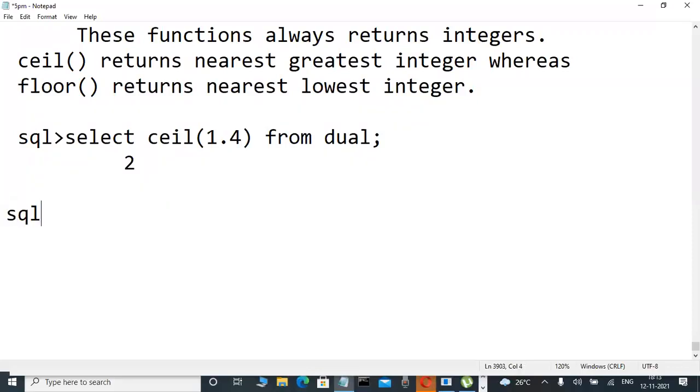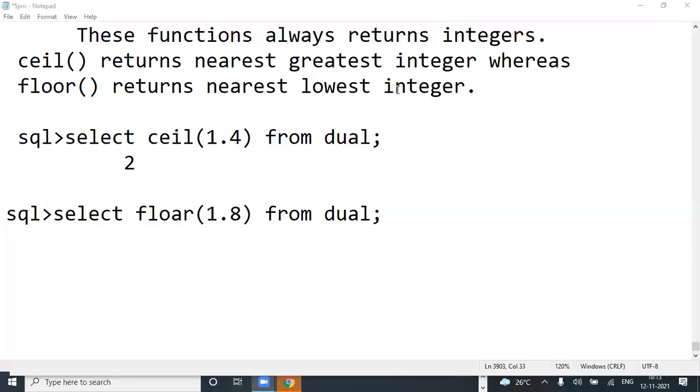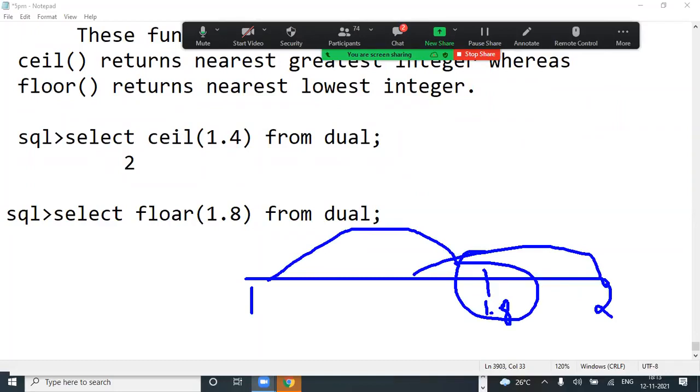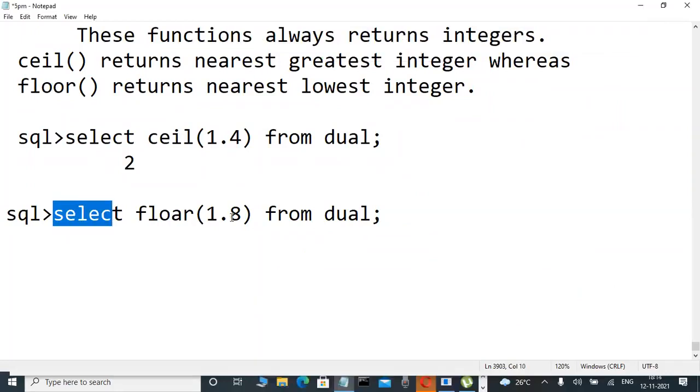Now the floor side, tell me fast. Select FLOOR of 1.8 from dual. Floor means flooring only. Very good, all are telling the correct answer: 1. Why? Mathematically, here 1.8 is there, here 1 is there and here 2 is there. 2 is really a nearest integer, but there are two nearest integers, 1 and 2. Between 1 and 2, which one is the lowest value? 1. Very good, 1 will be written.